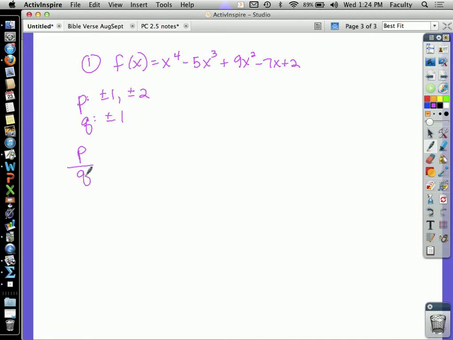So we're going to do p divided by q, and that's just plus or minus 1, plus or minus 2. So what you're going to want to do, we only have 4 to try. Whether you opt to do them by hand or plug them in your calculator is up to you.